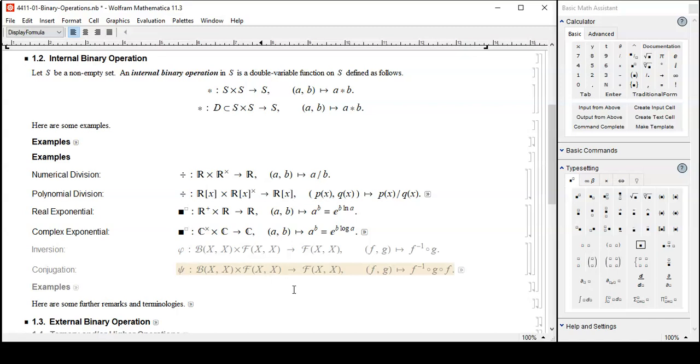not just all functions from X to X. By the way, this inversion is not that important, but this one, conjugation, will show up a lot in this course. So please remember that. By the way, maybe it would have been better to restrict ourselves completely within the set of all bijections.